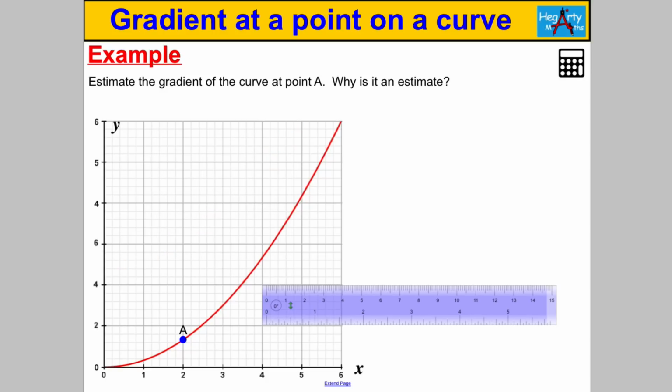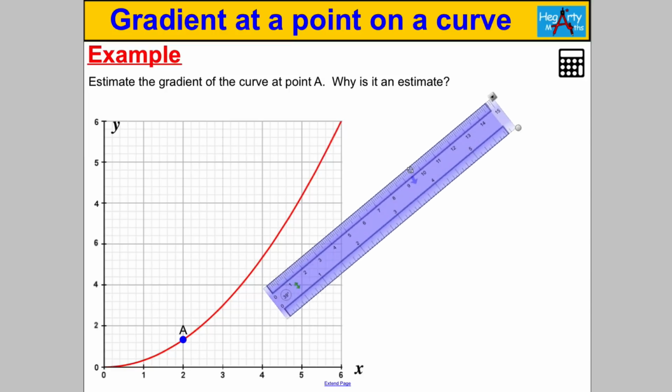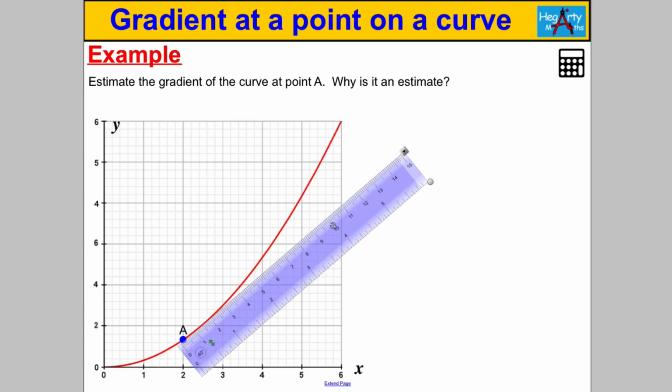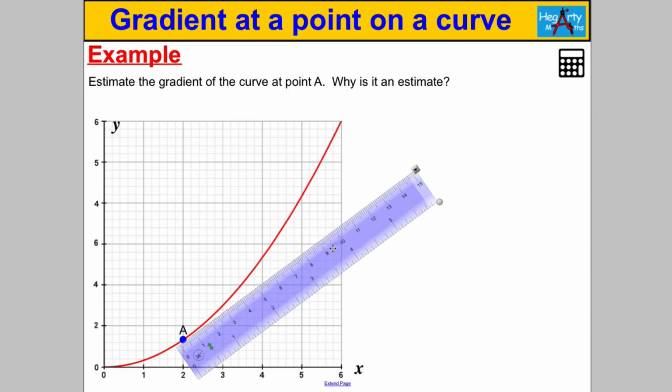So here's our first example. Pause and have a go. So we're asked to estimate the gradient of the curve at point A, and why is it an estimate? So we get our ruler out, and we twist it a little, and we try and put it towards the curve at point A such that it touches at A but doesn't cross.